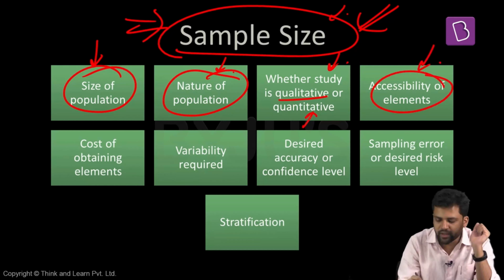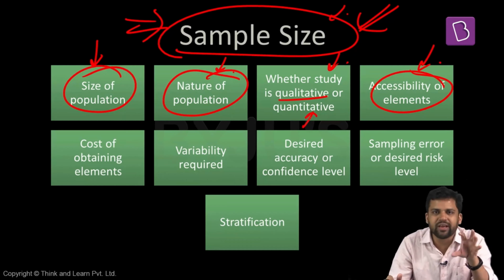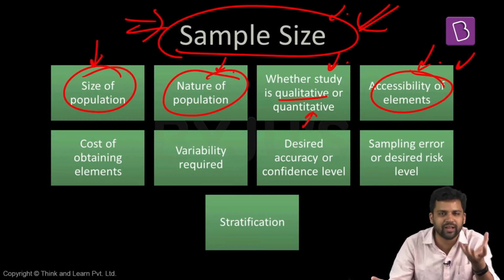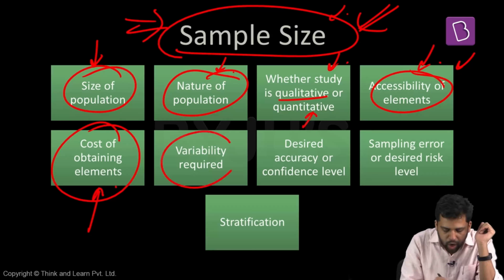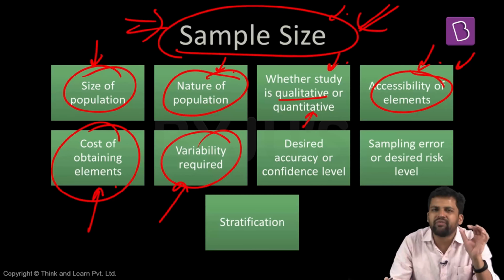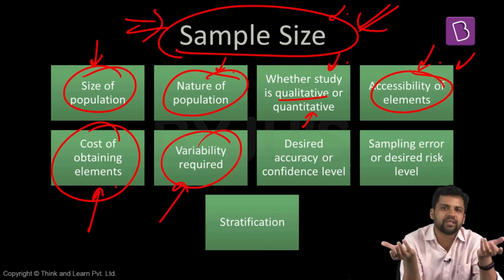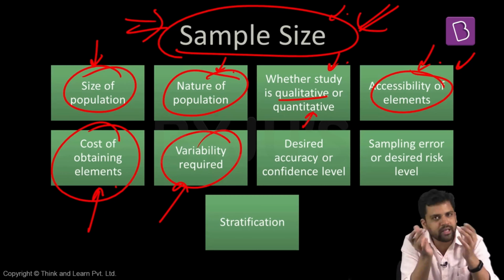Another important criterion is accessibility of elements. If you are able to access elements, it's fine. If you are not able to access the elements, then your sample size has to be small. It cannot be large beyond a particular limit. Cost of obtaining elements: if the cost is more, sample size will be less. How much variability do you want to include? If you are including the different strata, the different dimensions along which there is variation within the population, then the sample size is going to increase. If you are not willing to include the variability, the sample size will be less.